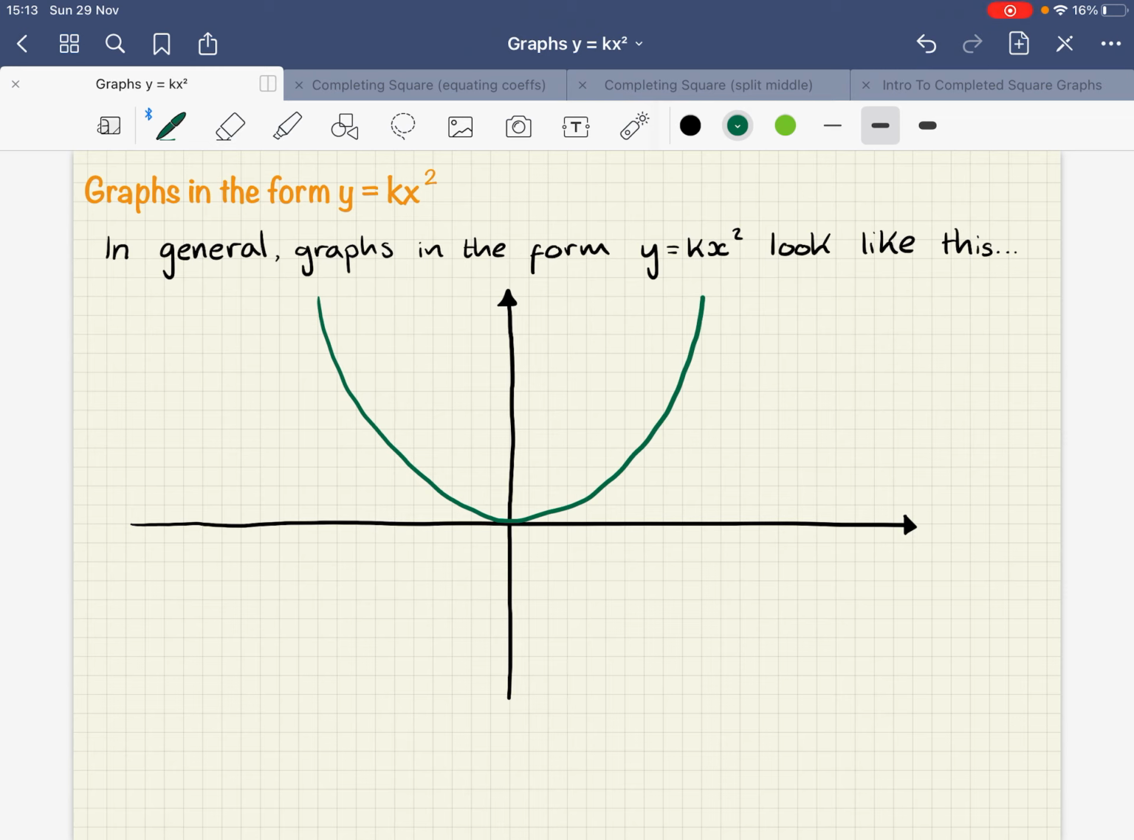So it can look like this. If I had a steeper gradient, it could turn around a bit more tightly like so. And in all those cases, with anything that's above the x-axis, k is positive.